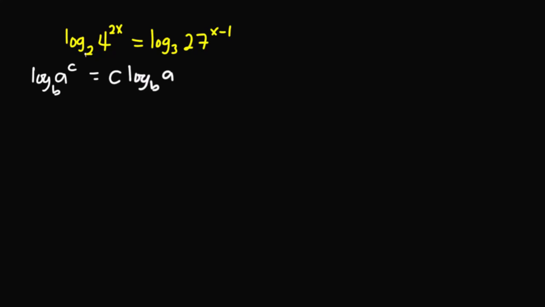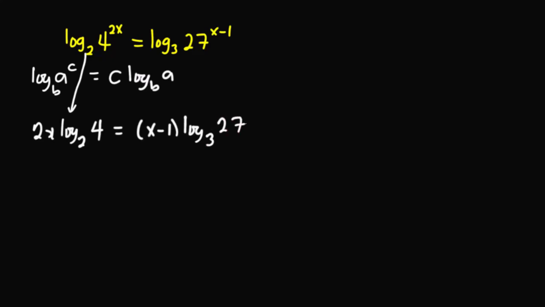So log to the base of 2 of 4 exponent 2x now becomes, the 2x will come down like the c did, so we get 2x log to the base of 2 of 4. And this is equal to, now over here the exponent is x minus 1, so it comes down to multiply. So we'll be left with x minus 1 log to the base of 3 of 27.